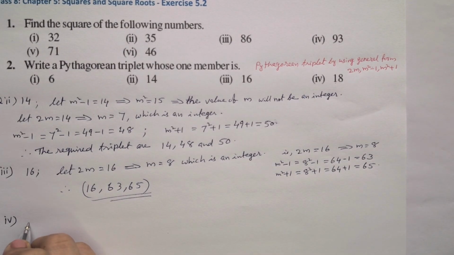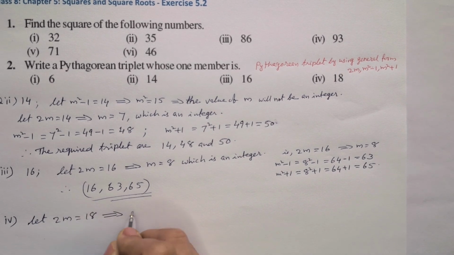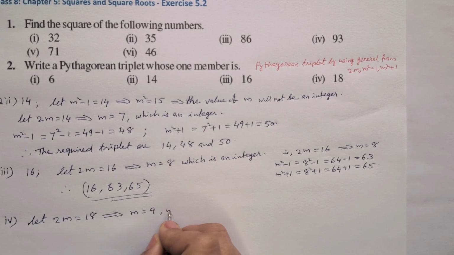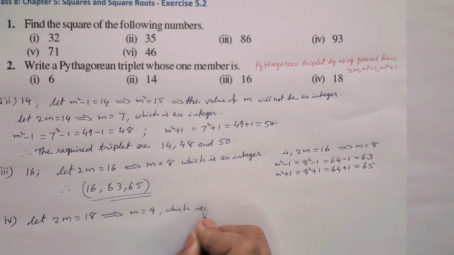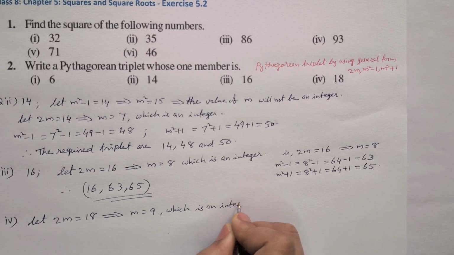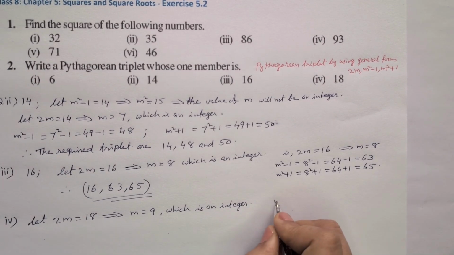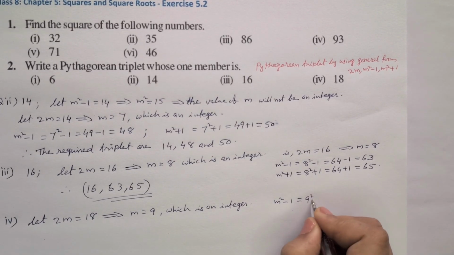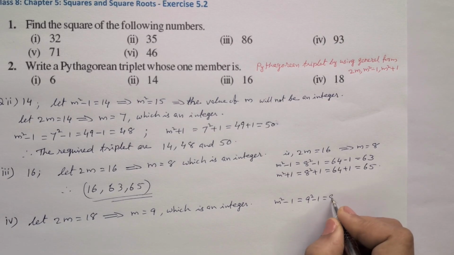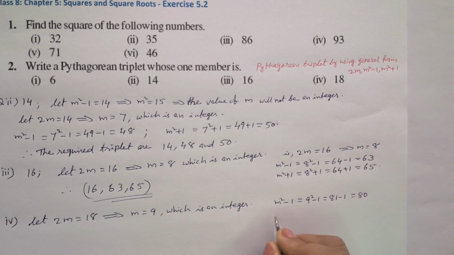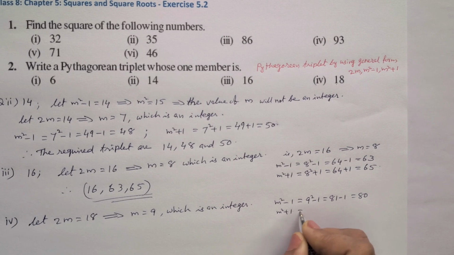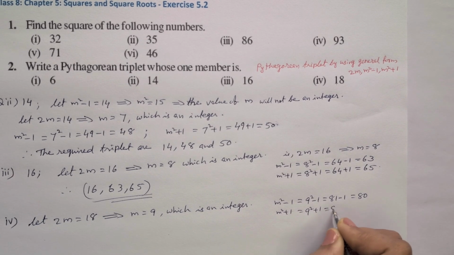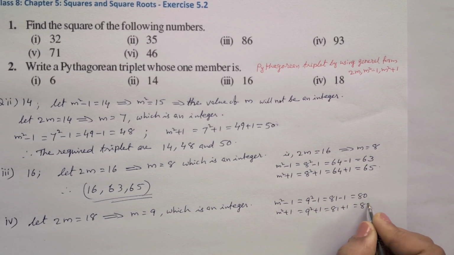Next one, 18. So we can take let 2m is equal to 18, which implies m is equal to 18 by 2, 9. It's an integer. From that, m square minus 1, m is 9. So 9 square minus 1, that means 81 minus 1 is equal to 80, and m square plus 1 is equal to 9 square plus 1, 81 plus 1 is equal to 82.